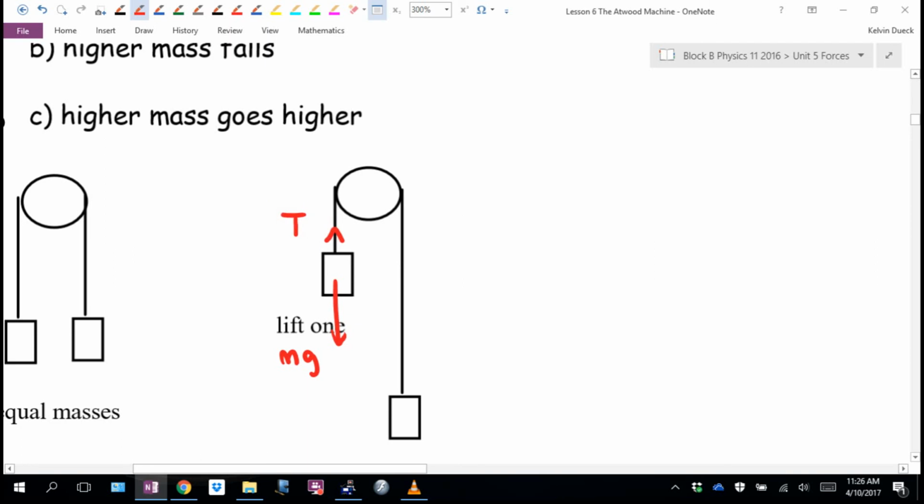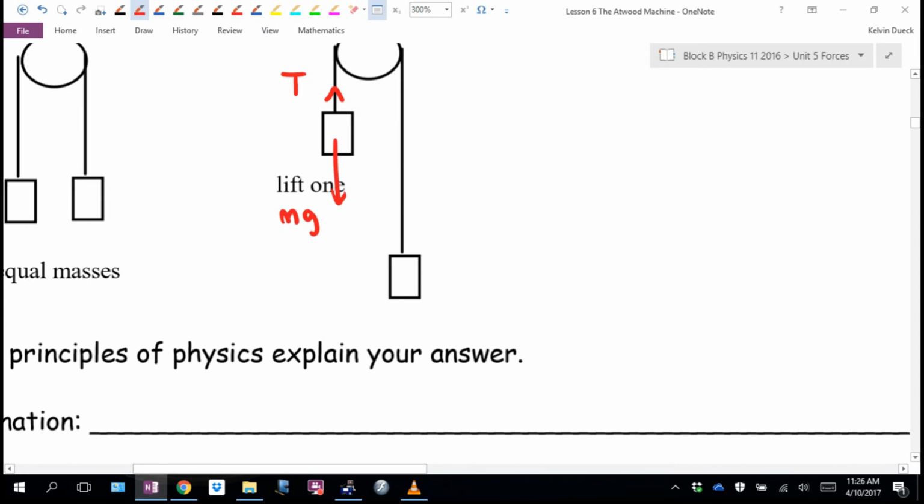What are the forces acting on the right-hand mass? Get the obvious one. Gravity. Now, normally I'd call them M1 and M2, but did the question say both masses are identical? Yeah? So I'm going to call them both M. Oh, what else is acting on the right-hand mass? Tension.